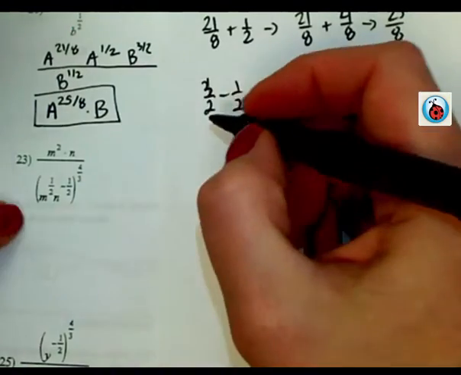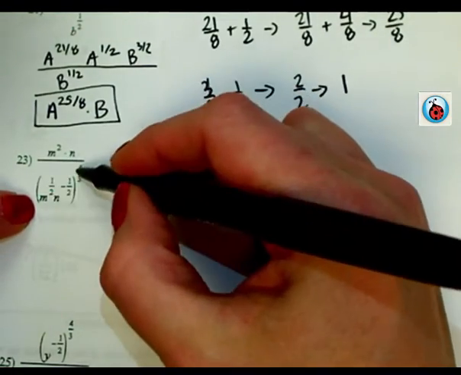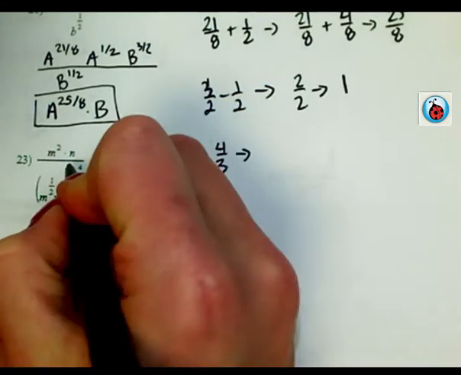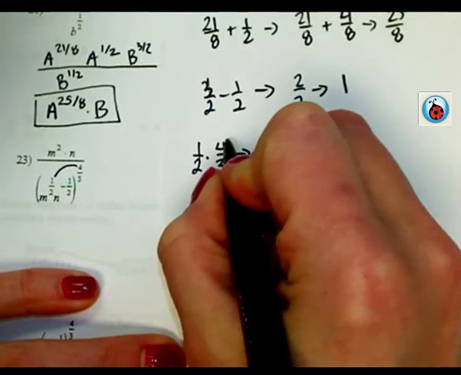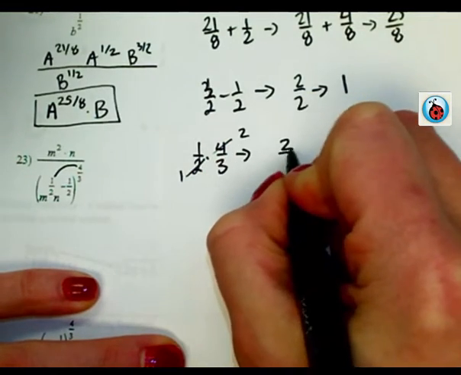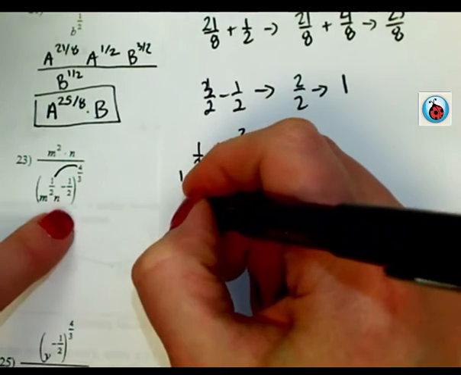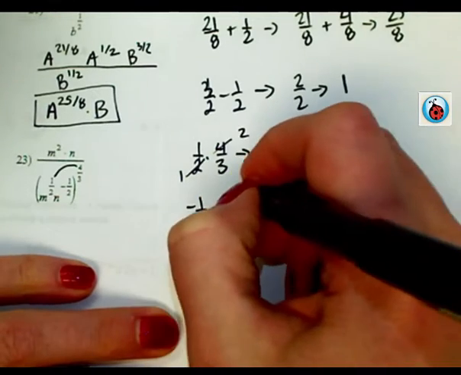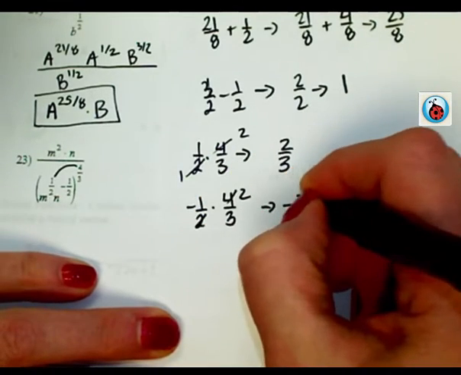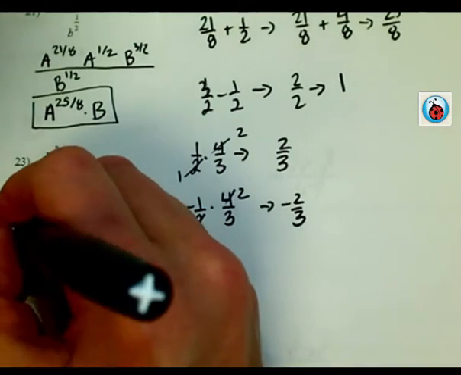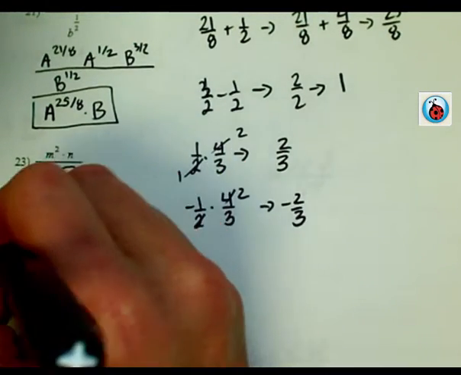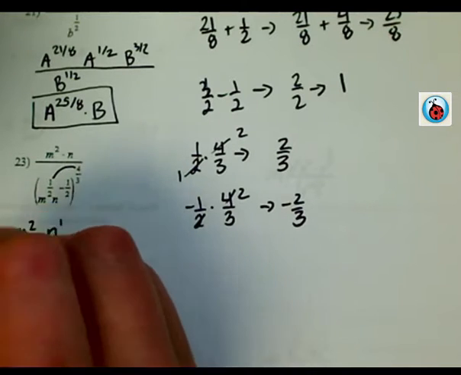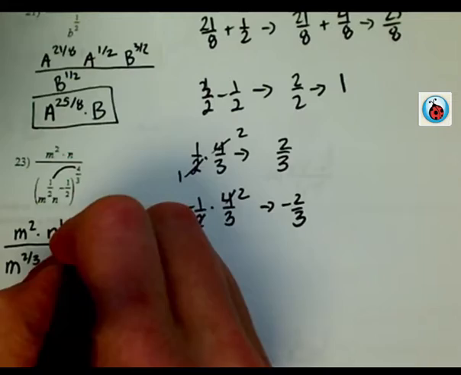Okay, 23. Denominator, we have power to a power, so we have to do 1/2 times 4/3, which is, let's reduce, 2/3. Okay, then we have negative 1/2 times 4/3. Let's reduce, so we get negative 2/3. So we have m squared n to the first, m to the 2/3, and n to the negative 2/3.